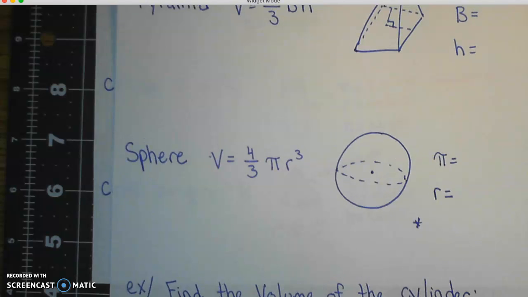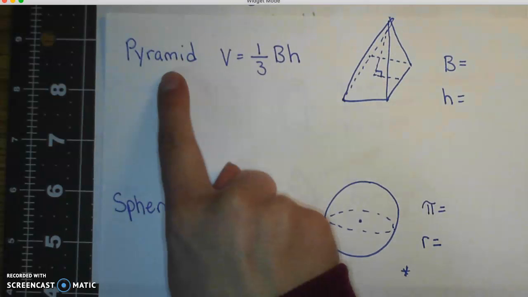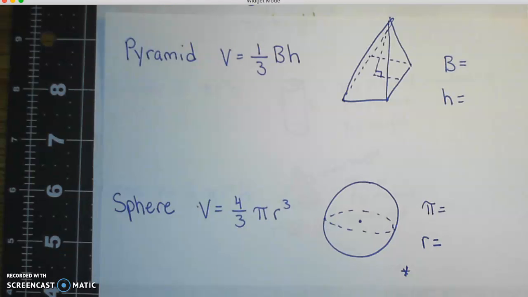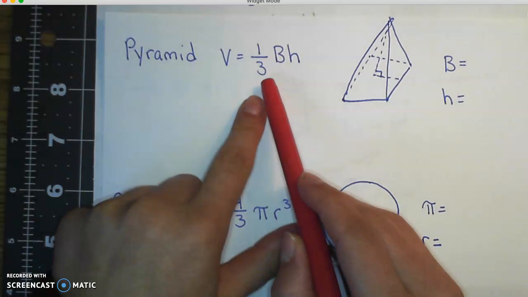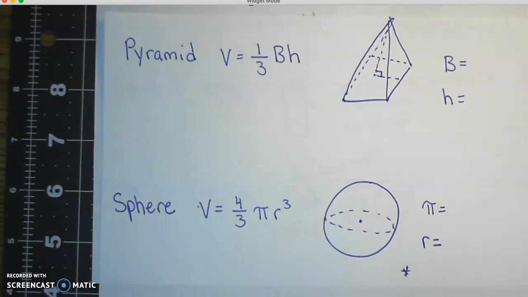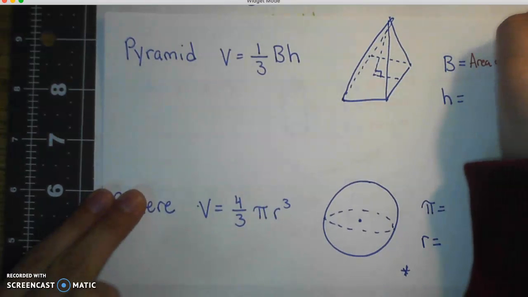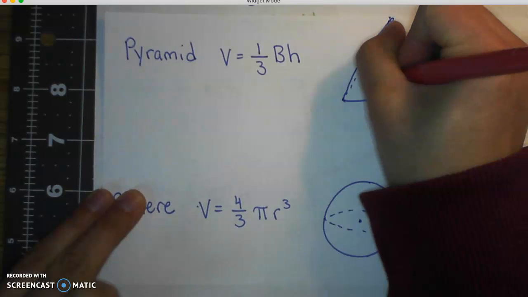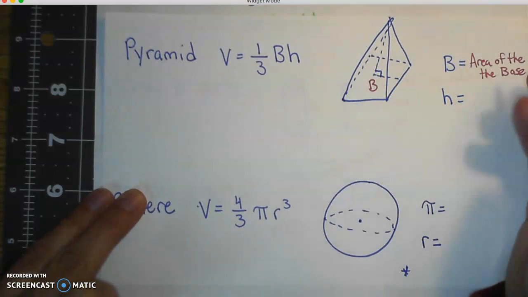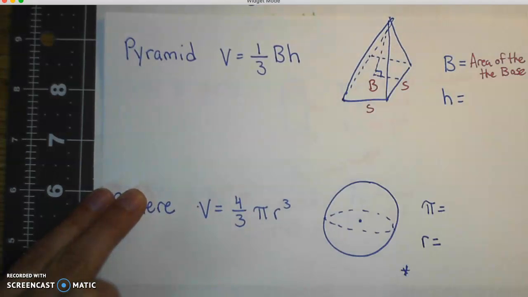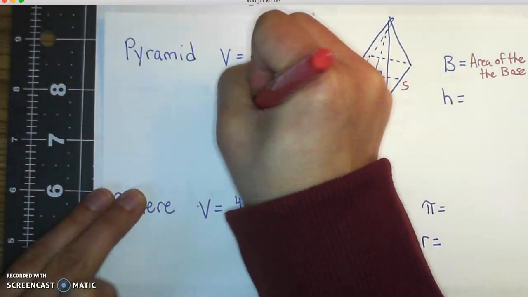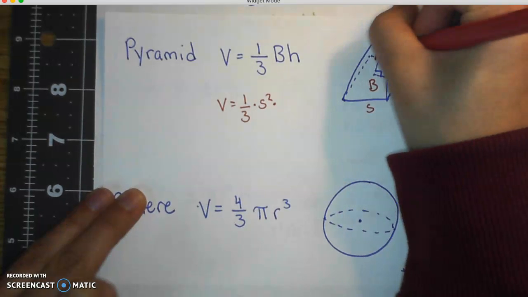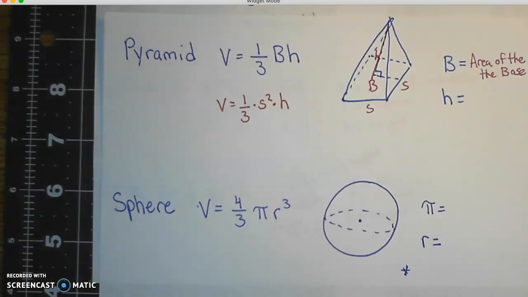Next is my worst drawing. This is supposed to be a pyramid. I'm embarrassed, I'm so sorry. But the volume of a pyramid is 1/3, again that 1 divided by 3, big B, which is the area of the base, which in this case is a square. So it would be S and S. So the volume would be 1/3 times S squared times H, where the H again is right in the middle. And that's the height.